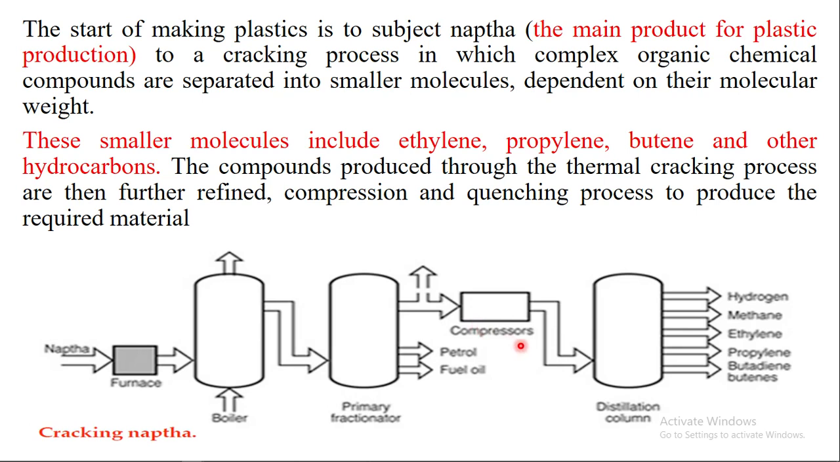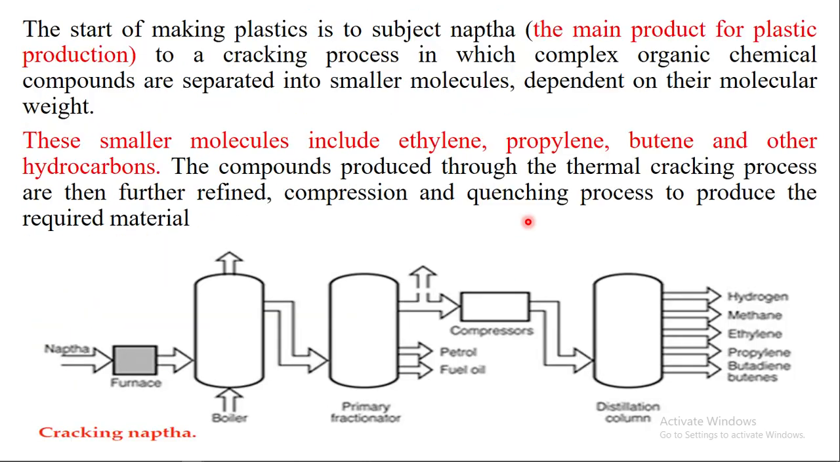Then the compressors, which are used for compressing; the compression process is done here. Then the distillation column. Again, naphtha materials are decomposed into materials like hydrogen, methane, ethylene, propylene, and butylene. These are the results of the decomposition, the cracking process of naphtha material. This is the cracking process of naphtha for gaining one product.